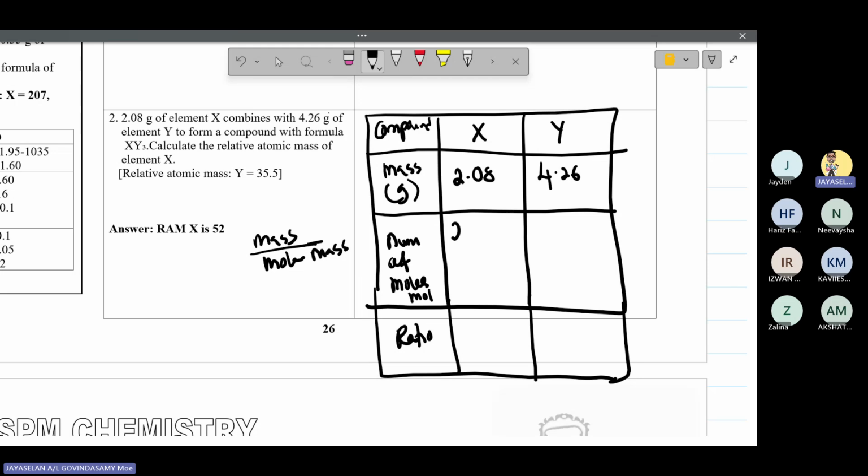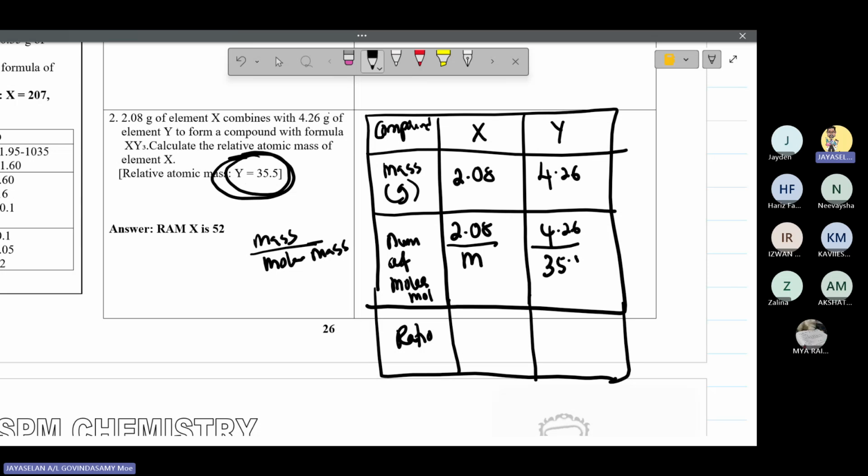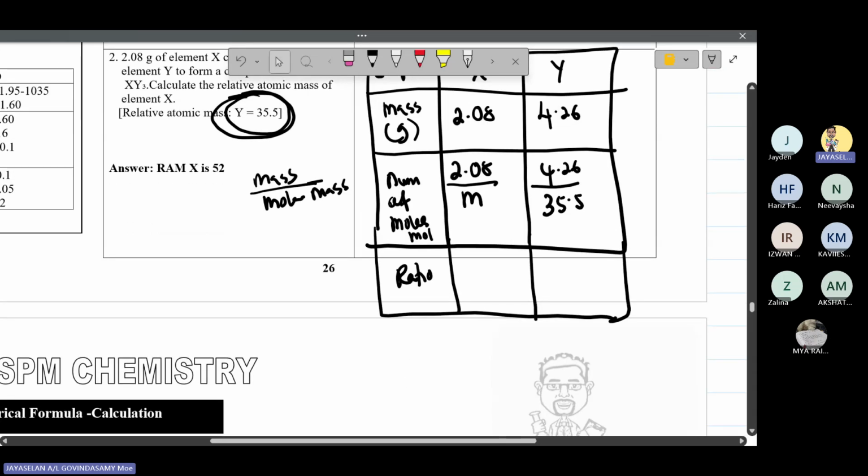So what you guys do here? 2.08. Then look at the question. Ada tak diberi element X punya RAM? It's not given, right? So you all represent it with one symbol, M. And for Y, the mass is 4.26, and the RAM of Y is given, so you all put here 35.5. Any question? No. Okay.